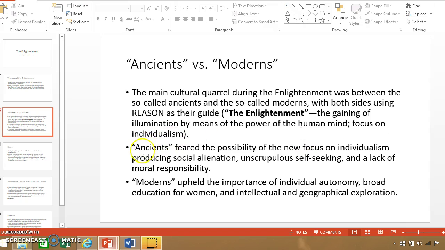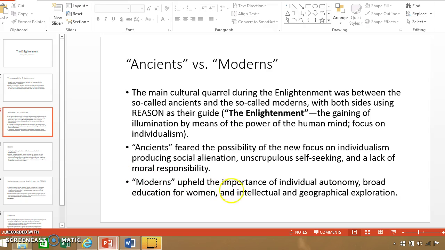Now, the ancients, again, their modern analog would be conservatives, they feared the possibility of the new focus on individualism producing social alienation, unscrupulous self-seeking, and a lack of moral responsibility. In other words, in the extreme, the complete disavowal of traditional ideals and sort of a take-no-prisoners approach to progress at all costs. They feared that would produce some negative effects.